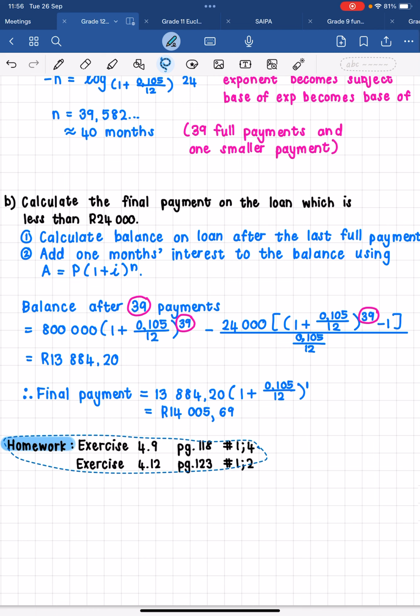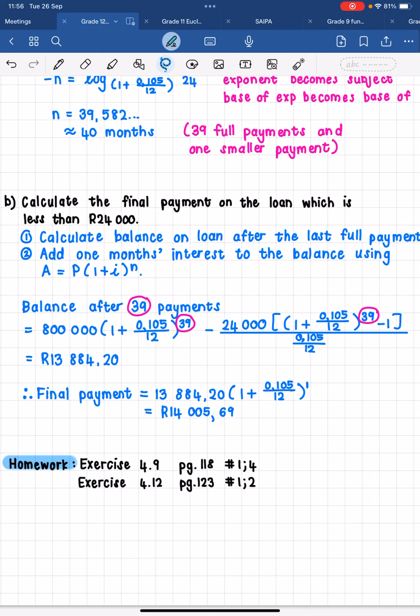Okay, any questions, guys? That's just basically 2 steps that you're going to have to memorize. Okay, when they're asking for the final payment, and they'll be very clear, they'll say calculate the value of the final payment on the loan, or the last payment, I suppose they can also say, same thing, right? It means the same thing. So then you must please memorize this.